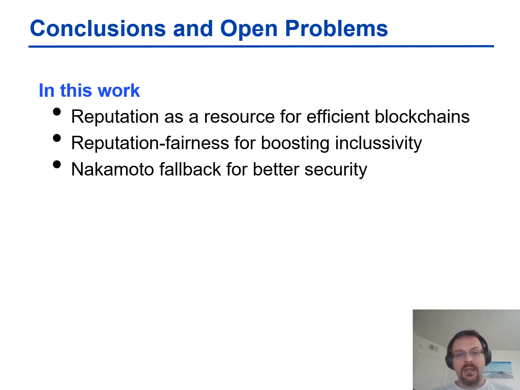To conclude, in this work, we discussed how reputation can be used as a resource for efficient blockchains. We devised the definition of reputation fairness, which boosts inclusivity in a blockchain protocol, and therefore incentivizes potential participation. And we showed how to address the subjective nature of reputation by a Nakamoto fallback blockchain, which gives us security even if we have a bad estimation of the reputation.